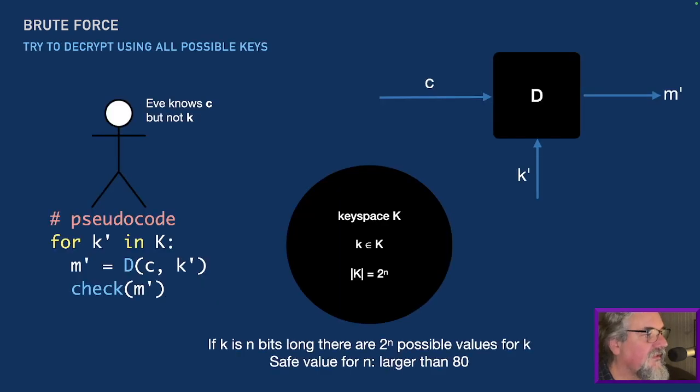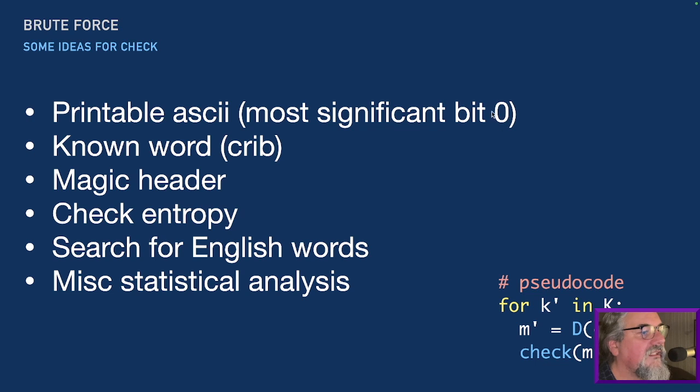But when you decode with the wrong key, this M prime here will look almost like a purely random bit string. That means it will be 50% probable that the most significant bit is 1 and 50% that it's 0. So if the entire message consists of printable ASCII, then all the most significant bits must be 0. So that is a quick test you can do. Check if the most significant bit of each byte is 0. If not, just throw it away. Then it's not the correct M prime.